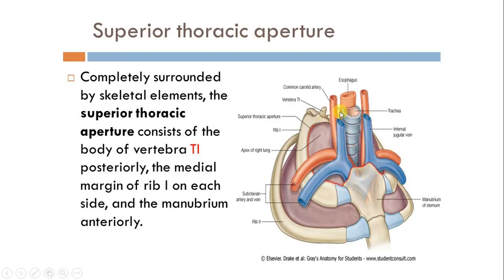So posteriorly it is the T1 vertebra, but anteriorly the aperture level, the suprasternal notch, is T2 vertebra, and the sternal angle level is the T4 disc, between the T4 and T5 vertebra.